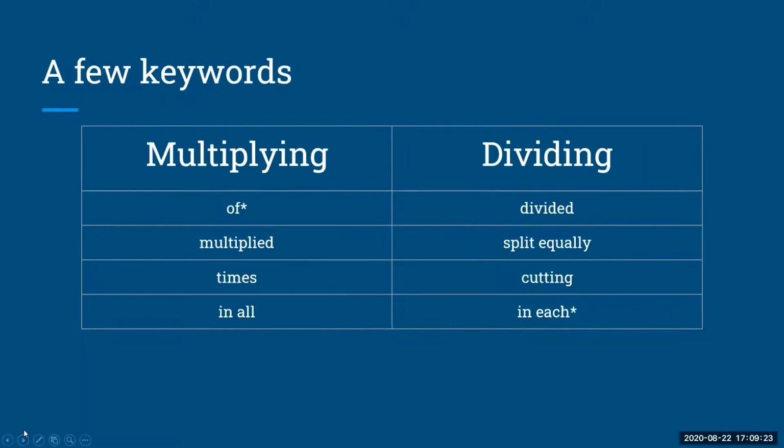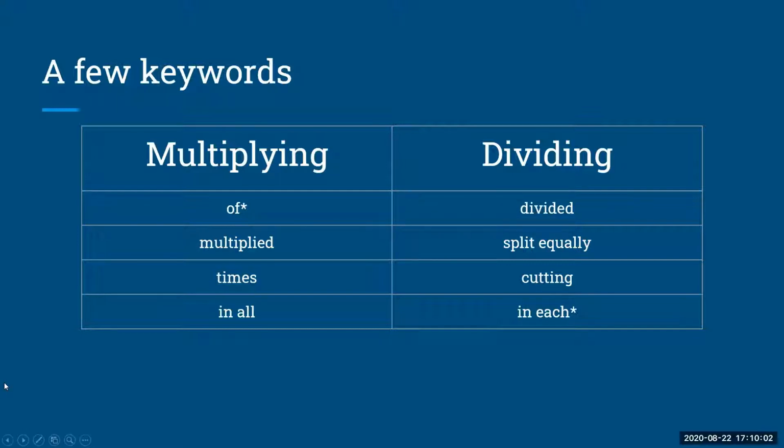All right, let's get started. And oh no, never mind. Not get started. A few keywords. So look for these words when you see a problem. Personally, I didn't look for these words when I grew up doing this, but this is actually pretty helpful when I thought about it. Usually when you multiply in a word problem, you're going to see of, multiply, times, and all. So look for these keywords, which means if you see these words in a problem, you can think, hey, maybe I should multiply. And for dividing, if you see the words divided, split equally, cutting, and each, anything along those lines, you can generalize it. Then you probably want to divide.